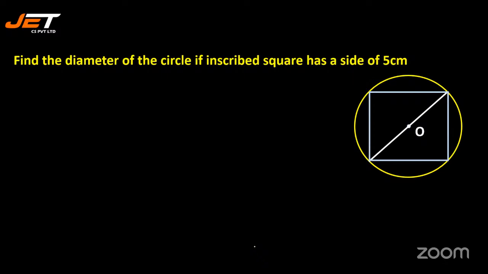Find the diameter of the circle if the inscribed square has a side of 5 centimeter. Right. So earlier they were asking the side, but they had given us the radius. Clear? So now what is it they're asking? They're asking us to find out the diameter. Okay. So let's see here. Side is 5 and 5. So what is the diameter?